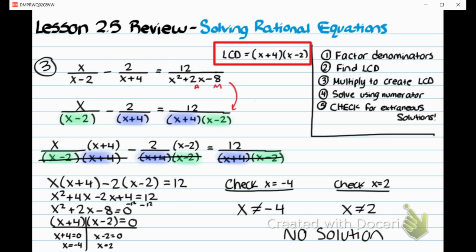Okay, because both of these, draw an arrow here, are extraneous solutions. Okay, hopefully this helped.